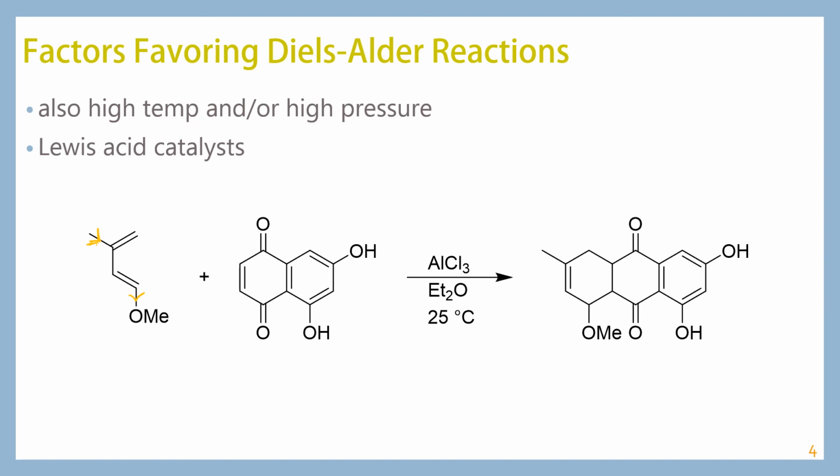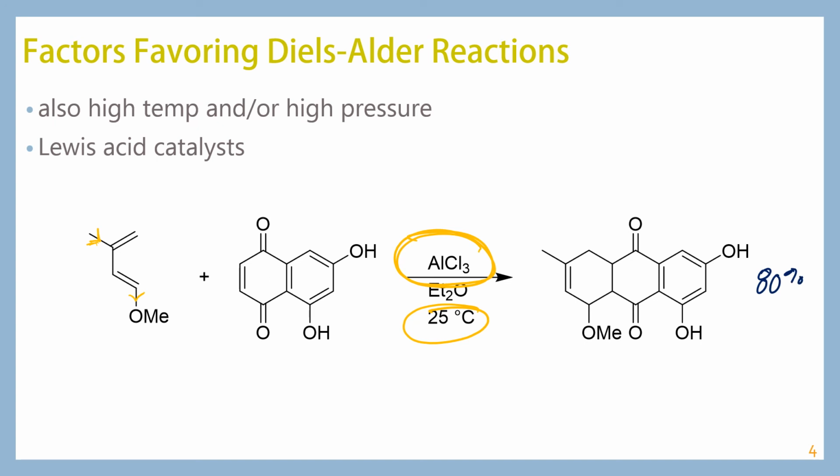And then our dienophile is actually pretty good. It has some good electron withdrawing action happening here. So this reaction might not occur very easily at room temperature if it weren't for the Lewis acid catalyst present. So you add in something like aluminum trichloride, you're going to end up with a better outcome. And the yield of this reaction is actually 80%.